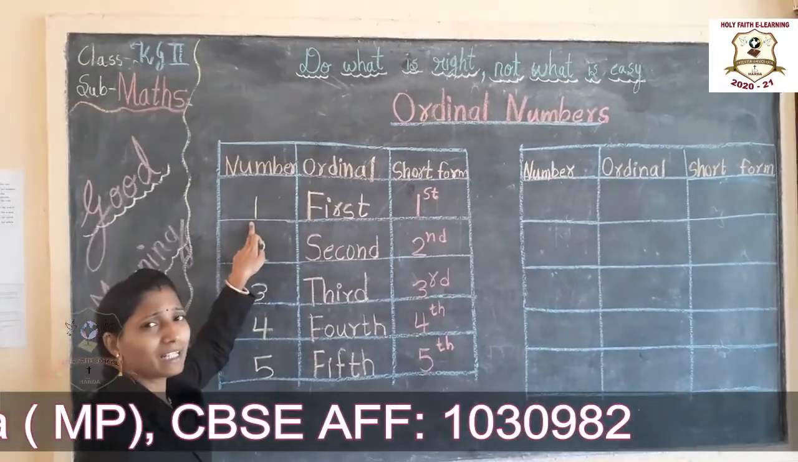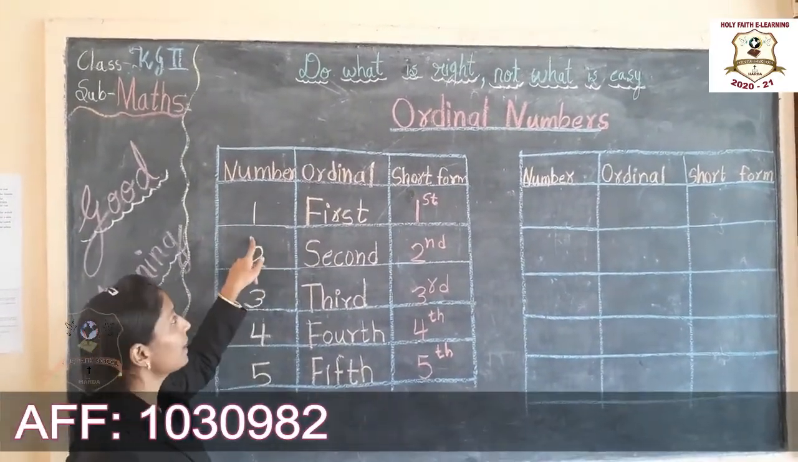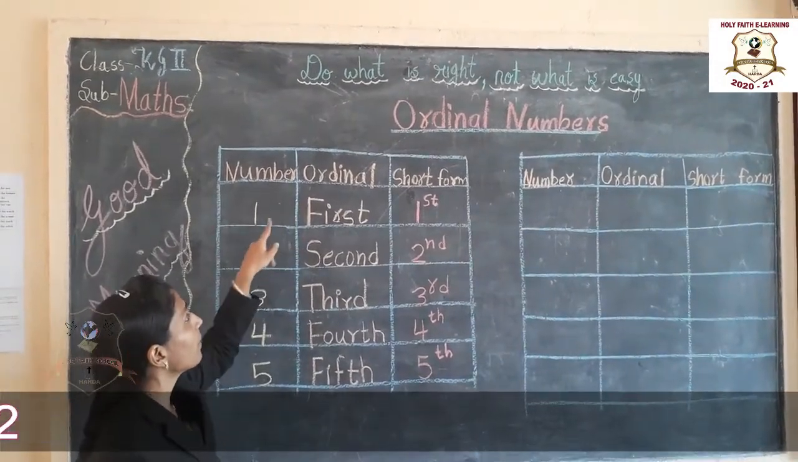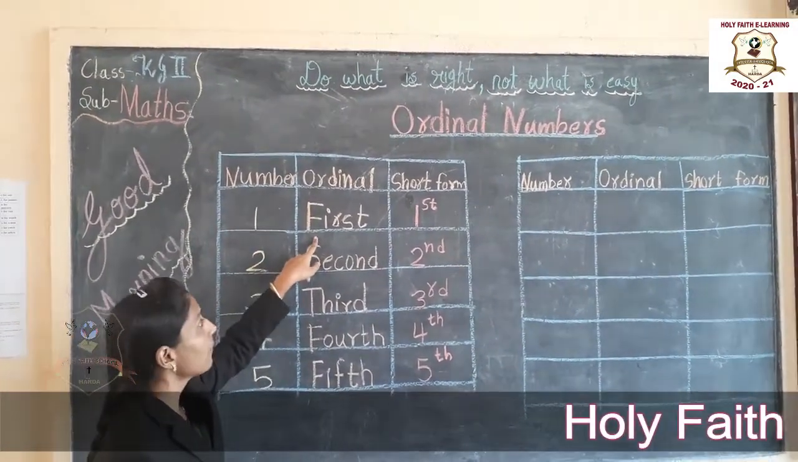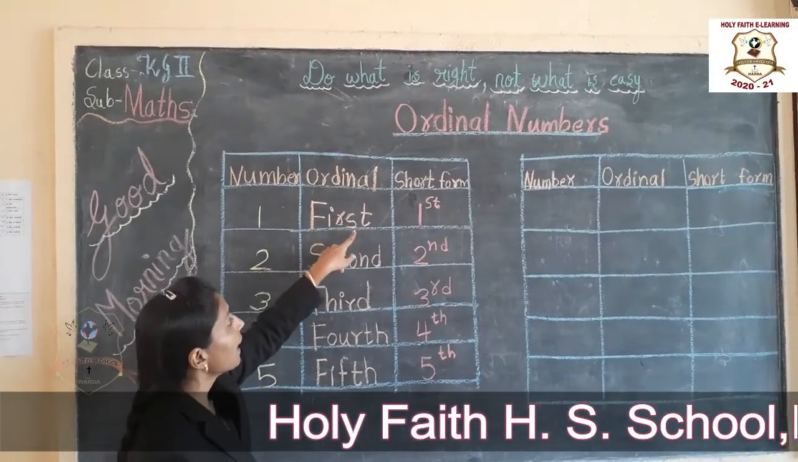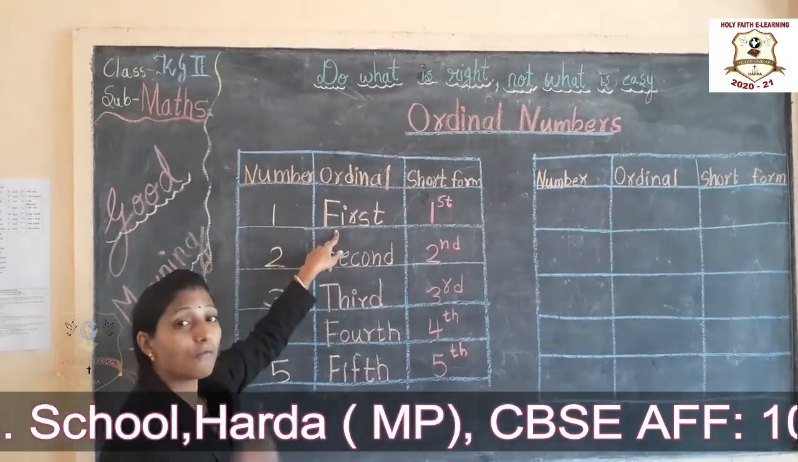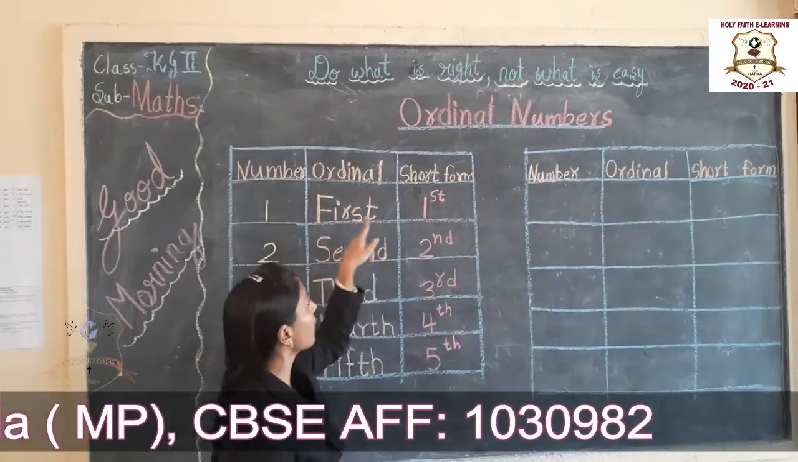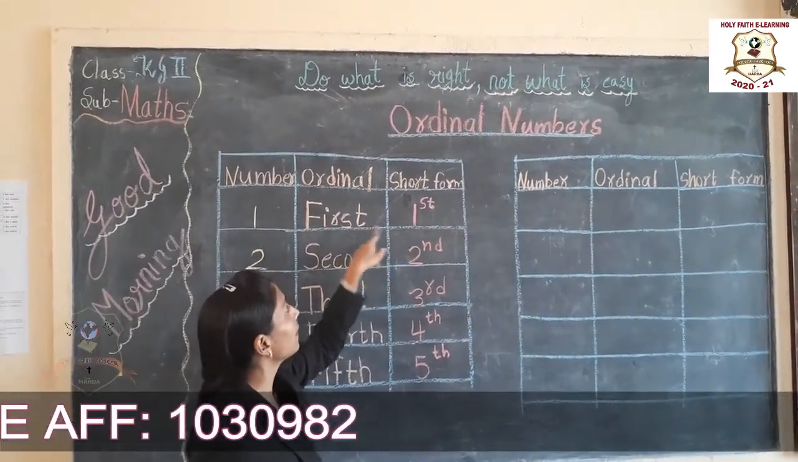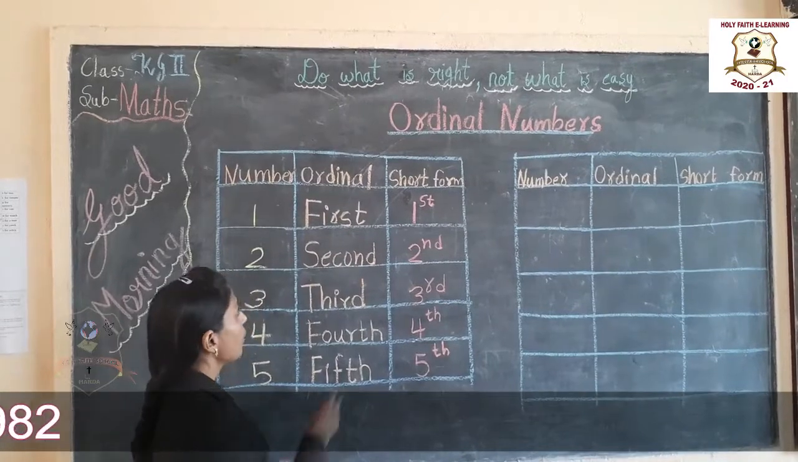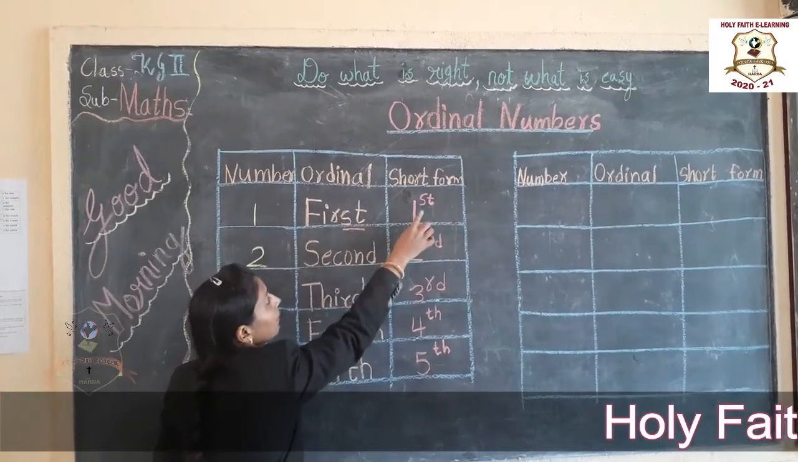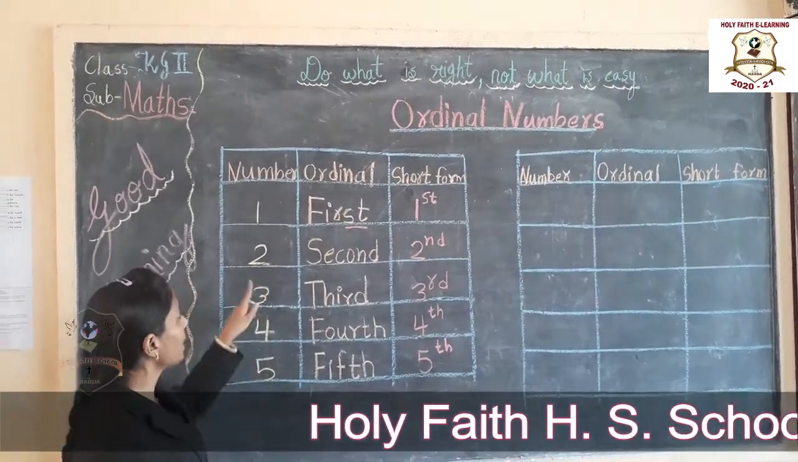Which number is this? 1. The ordinal number of 1 is F-I-R-S-T. First, the ordinal number of 1 is first, and the short form of first is 1, and then 1 के ऊपर last के 2 letter लिखे थे हमने T. First, okay. Now next 2.